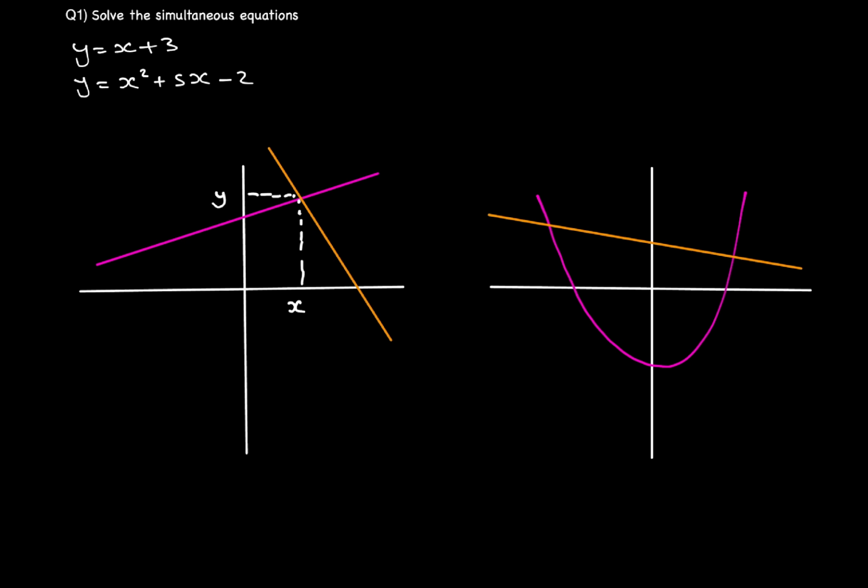If we look on the right hand side, we can see that the linear graph intercepts the quadratic graph at exactly 2 points. Therefore, we get two solutions of x, x1 and x2, and we get two solutions of y, y1 and y2. So this is a graphical representation of simultaneous equations. We can also use algebra to solve them too. Let's look at question 1.